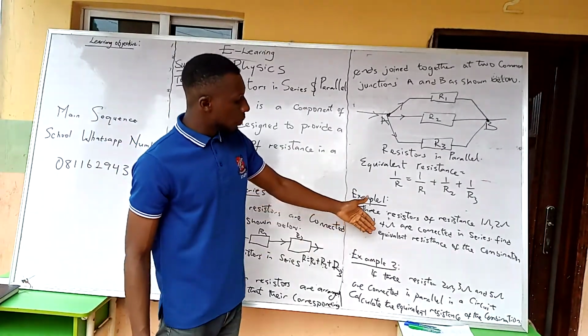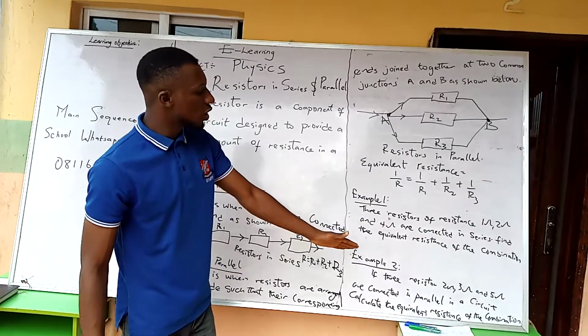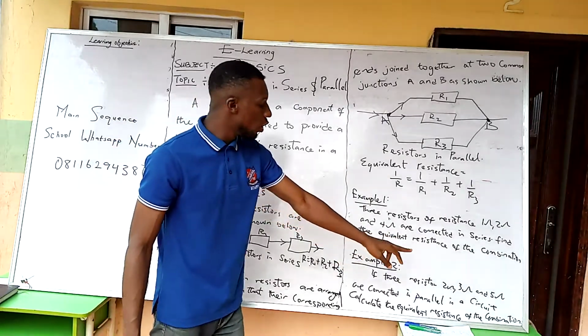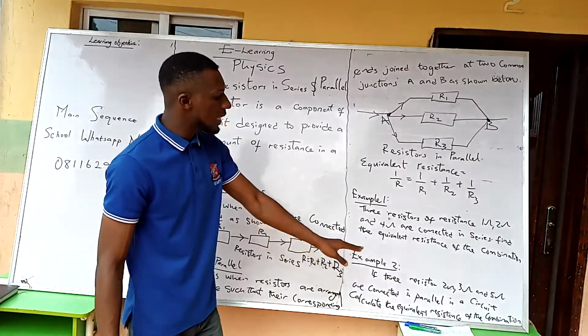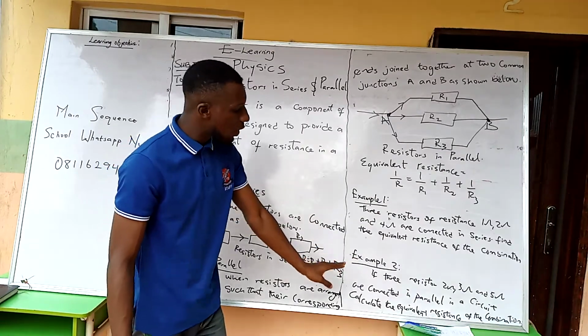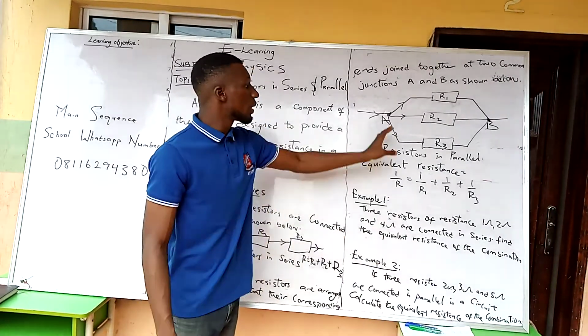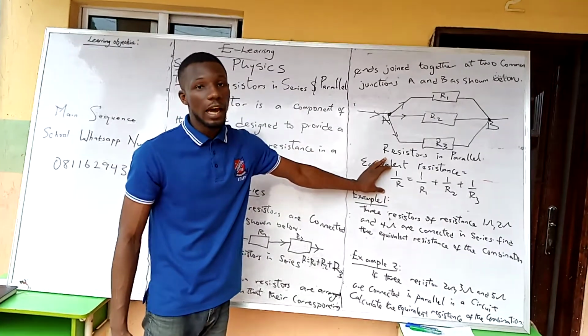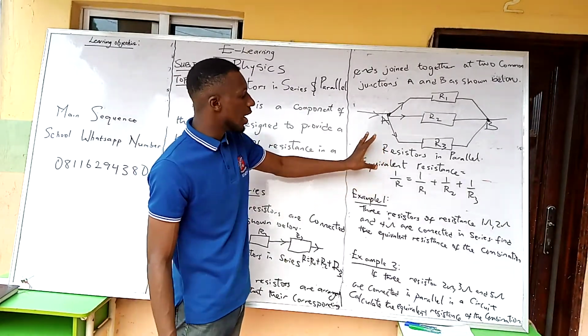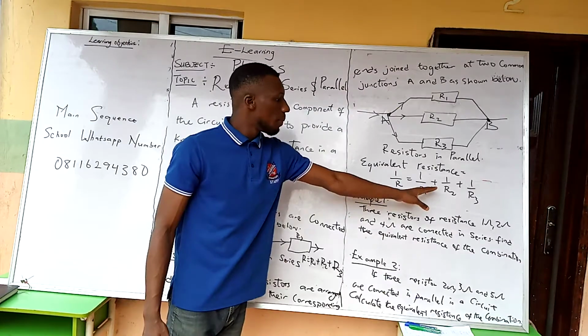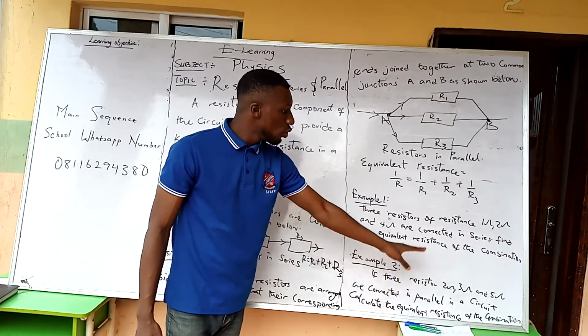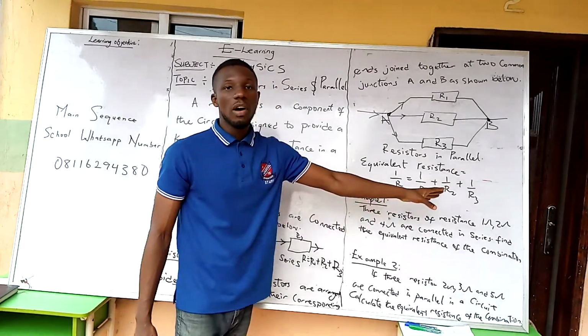Then our example 2 says that if 3 resistors, 2 ohms, 3 ohms, and 5 ohms are connected in parallel in a circuit, calculate the equivalent resistance of the combination. You can see we are going to make use of this formula for resistors in parallel. That will be 1 over R equals 1 over 2 plus 1 over 3 plus 1 over 5.